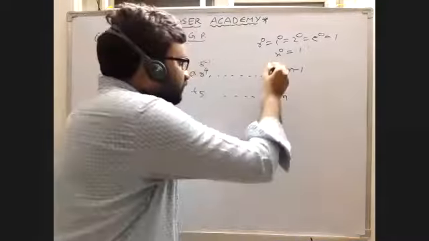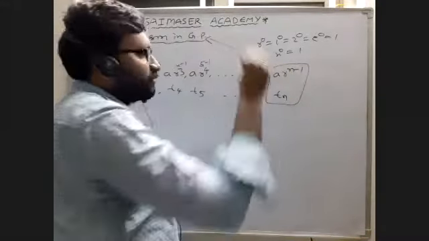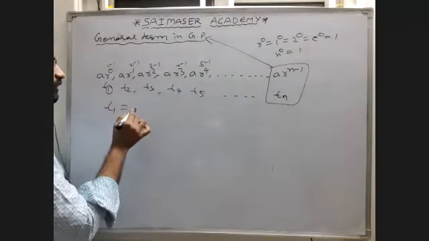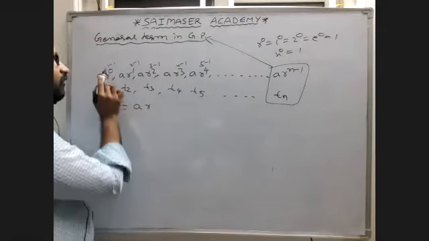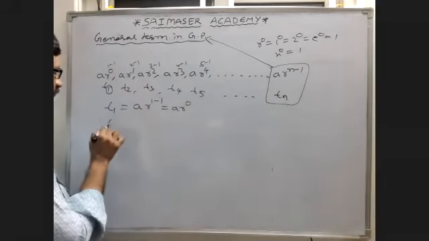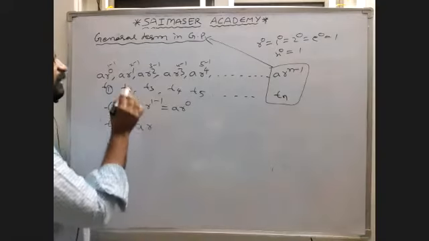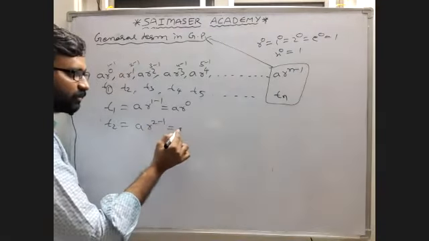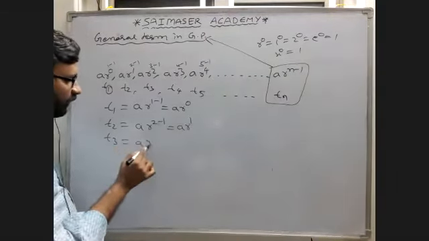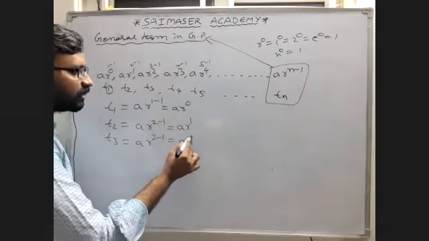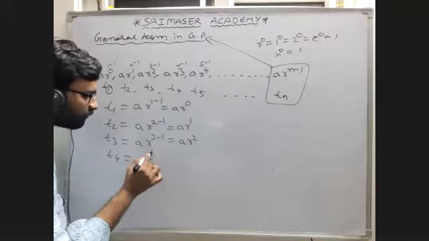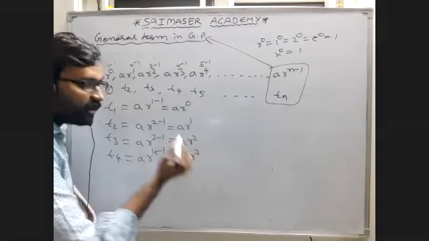So the last term is nothing but what is called the general term. Okay, I'm writing: first term is A R power 1 minus 1, which is A R power 0. Second term A R power 2 minus 1, which is A R power 1. Third term T3 is A R power 3 minus 1, which is A R square. And fourth term T4 is A R power 4 minus 1, that is A R cube.